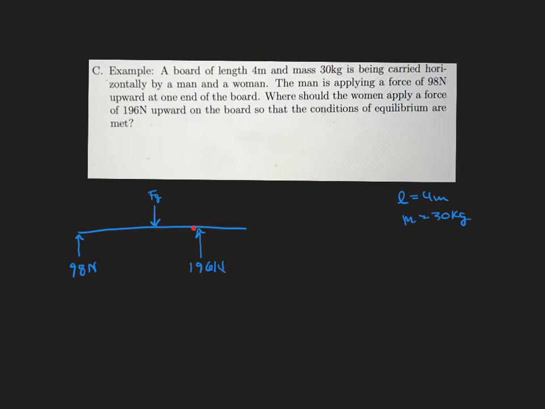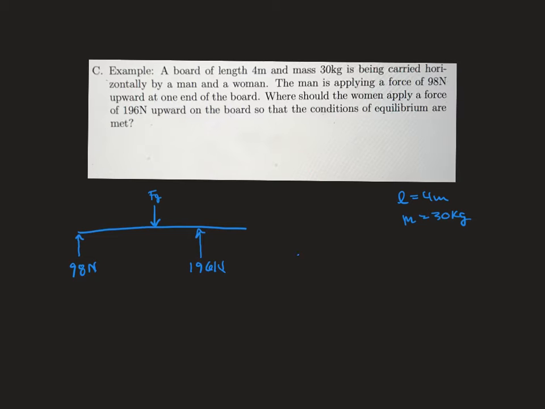Now I'm fairly certain that the woman needs to be on the other side of the middle of the board in order to balance this force out. So we're going to assume that if we get any funky answers, maybe that assumption was wrong, but it makes the most sense. Usually when you carry something, you want one person at one end and one person near the other end, balanced on either side of the pivot point of the object, or where the weight is applied. That usually makes the most sense for carrying things.